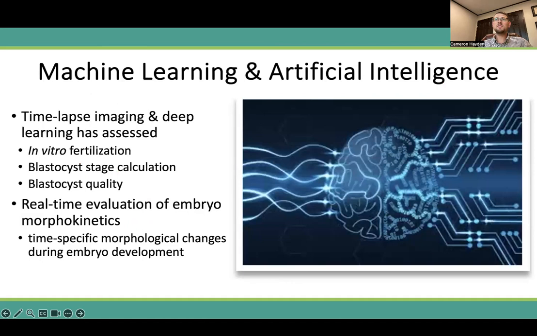Still, as technology has continued to advance, so have alternative solutions at identifying biological differences that are non-identifiable to the human eye. Over the past several years, time-lapse imaging and deep learning models have assessed in vitro fertilization, blastocyst stage, and quality calculations, among others. Even more recently, real-time video of embryo morphokinetics has allowed researchers to quantify time-specific morphological changes during development. And this can highlight important information regarding embryo growth and health.